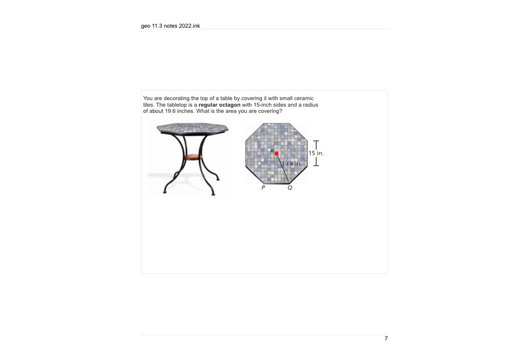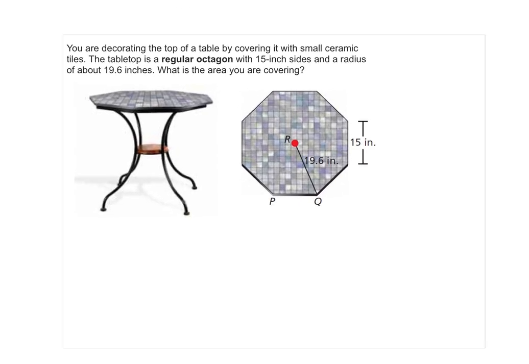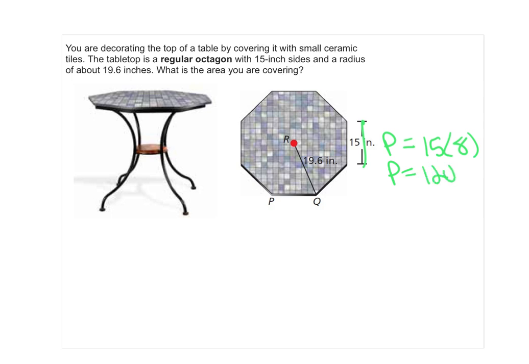We got one last problem here. We got a regular octagon. All right, again, we know a side length is 15. That's good because we can easily figure out that our perimeter is going to be 15 times 8 because there's 8 sides in an octagon. So I can easily figure out my perimeter is 120. Hey, there's part of my battle, right?